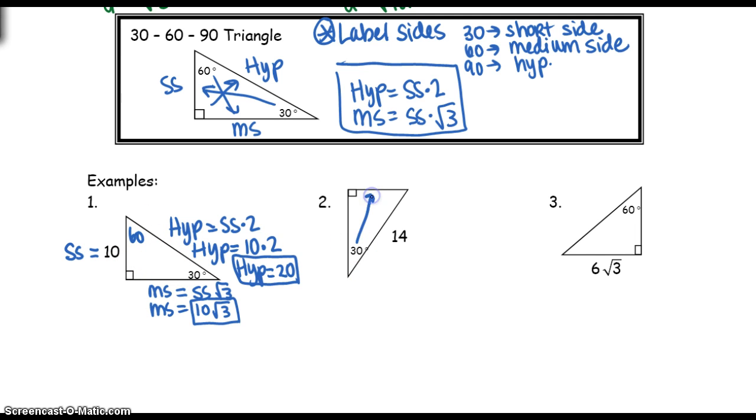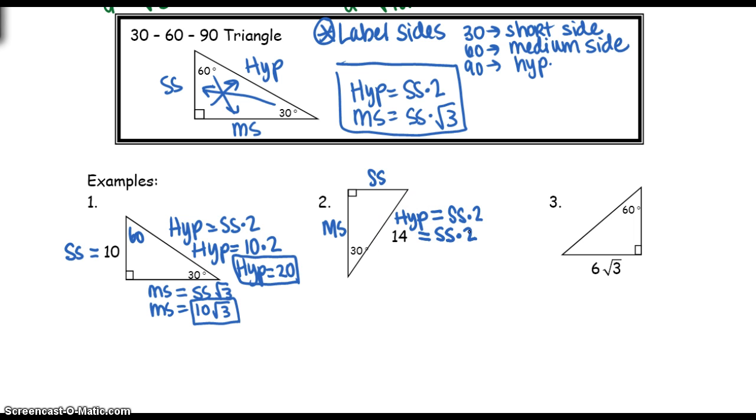Let's label. So that's going to be your short side. This is my hypotenuse. And this is my medium side. Okay? So what do we know here? Well, we don't know the short side, and it'd be really helpful if we did. So we're going to have to find it. What is given to us? The hypotenuse. And we know the hypotenuse is the short side times 2. So our hypotenuse is 14, which is the short side times 2.